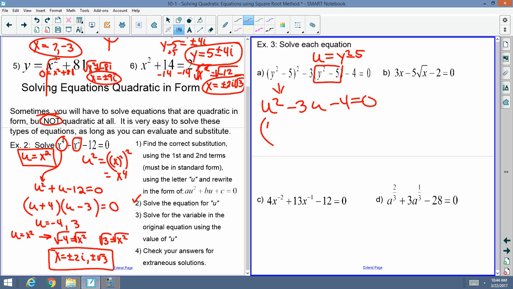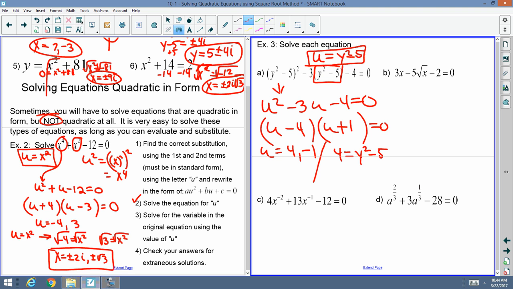So now factor. What times what is negative 4, but when added gives negative 3? Negative 4, positive 1, very good. Now you have to do the zero product property. So u equals 4 and negative 1. Now I have to substitute. Remember that u equals y squared minus 5. So u, which is 4, equals y squared minus 5. And u, which is negative 1, equals y squared minus 5.